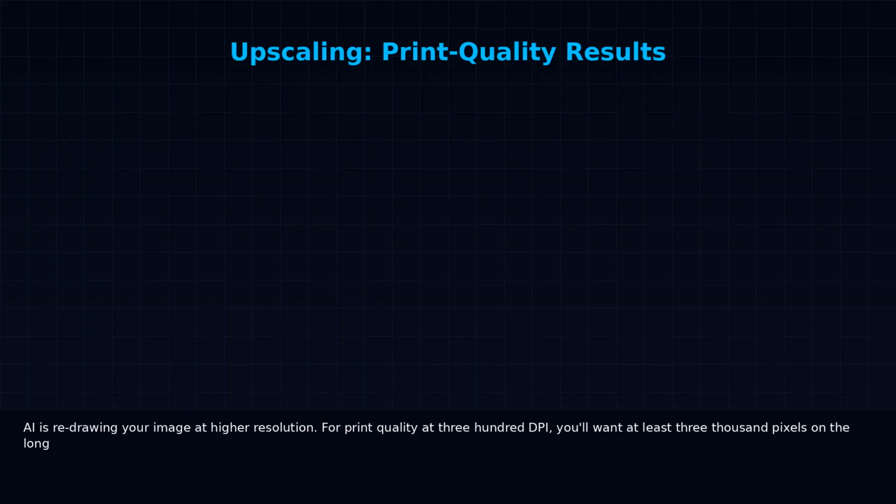For print quality at 300 dpi, you'll want at least 3000 pixels on the long edge. Upscaling from your base generation takes seconds and transforms your work from social media ready to gallery ready.